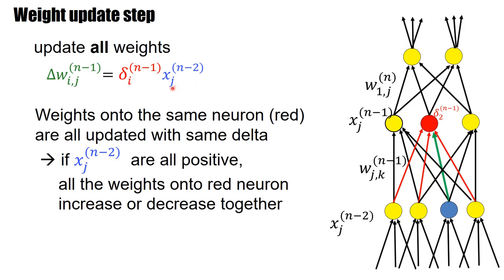Let's look at the formula. The delta is the same for all these weights to the same neuron, to the red neuron. The x's are all 0 or positive, so the update steps of the weights onto the red neuron are either all positive or all negative. It's not possible that one is positive and one is negative. So in that sense, all the weights onto the red neuron increase or decrease together. And this has consequences.